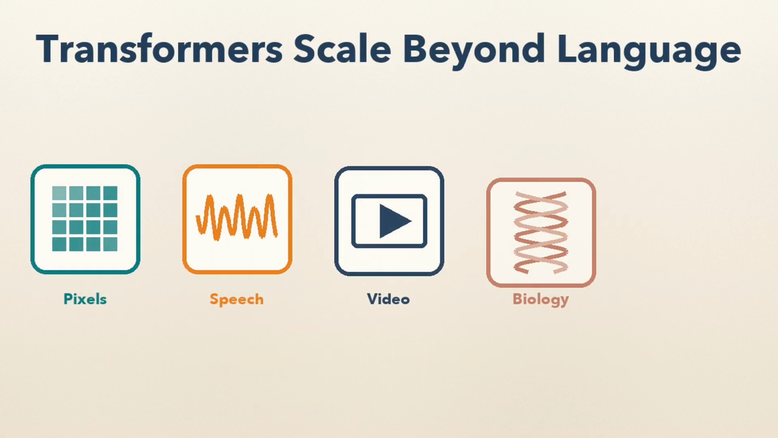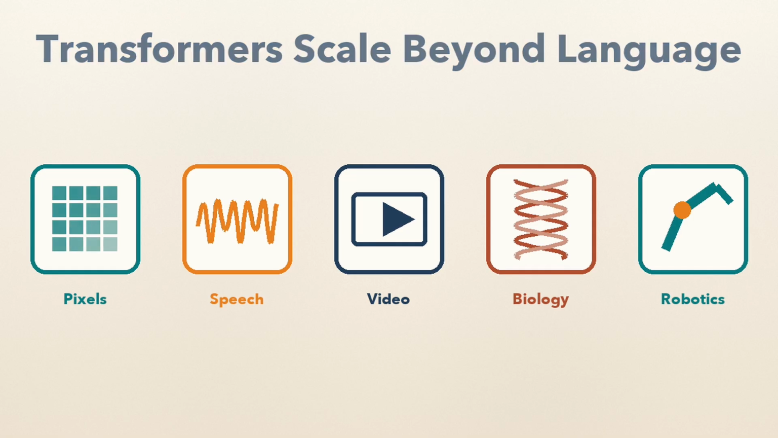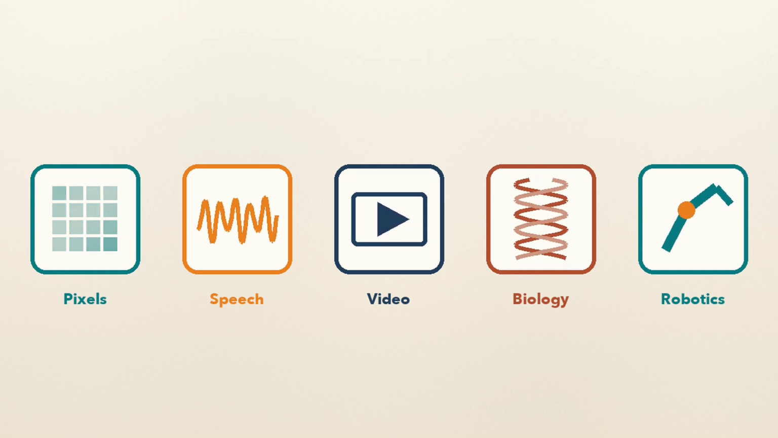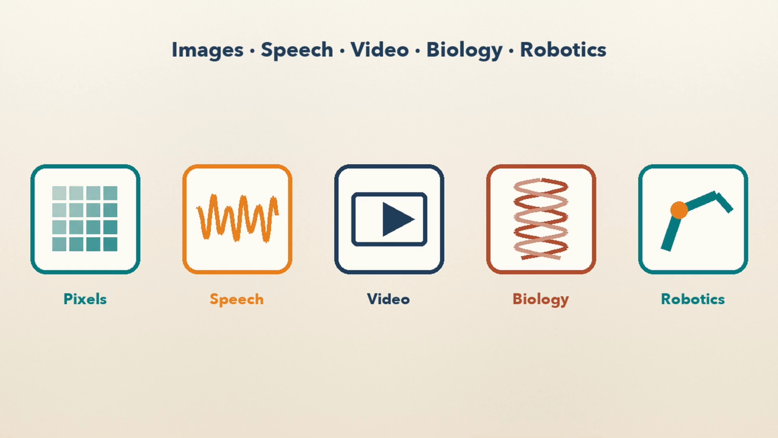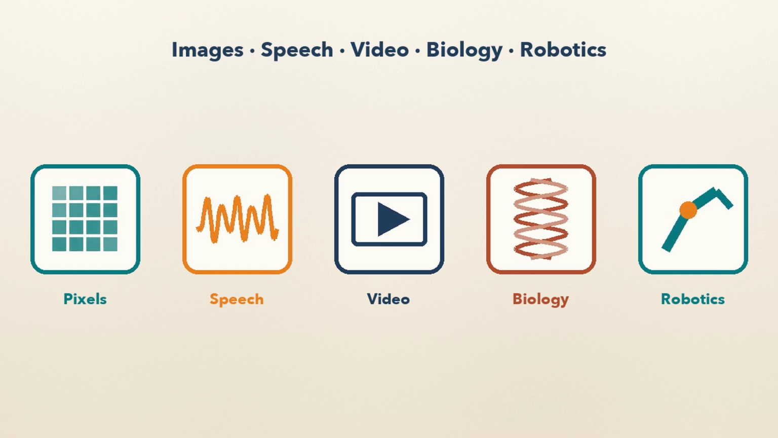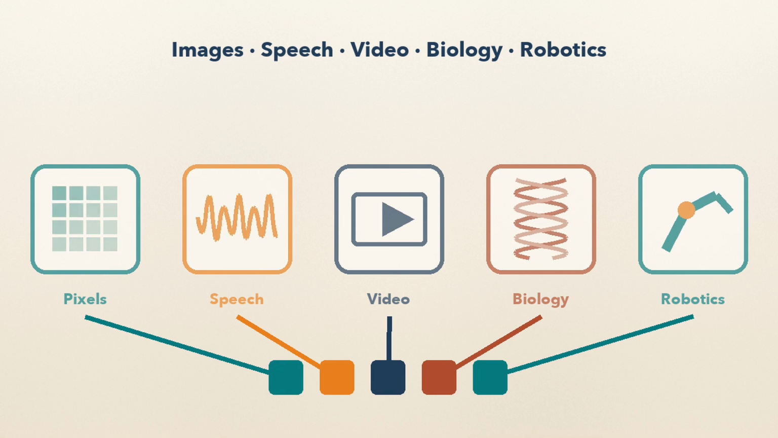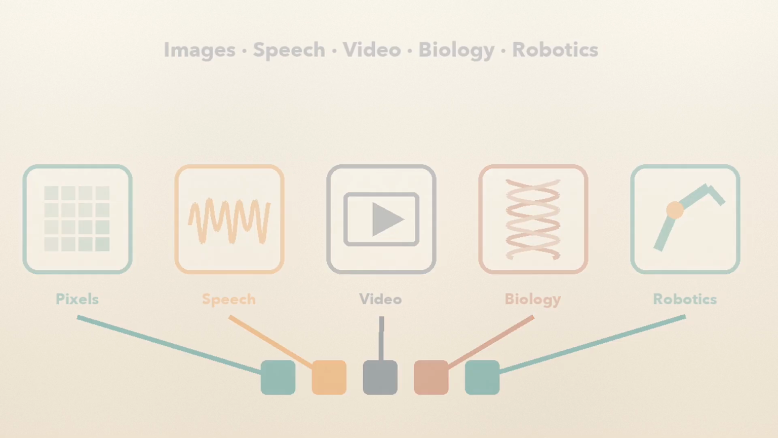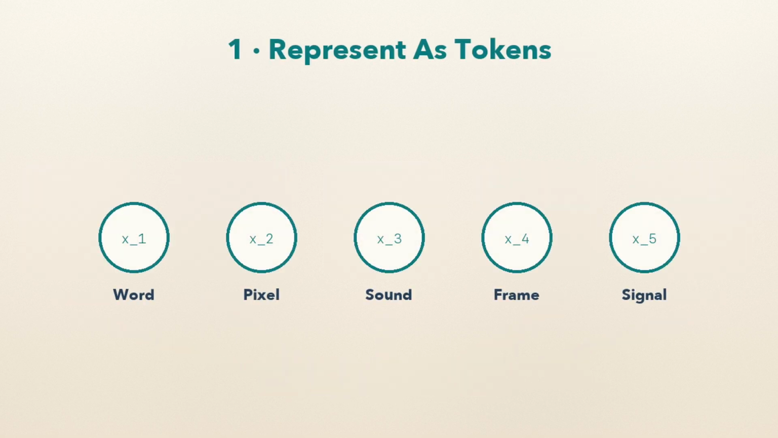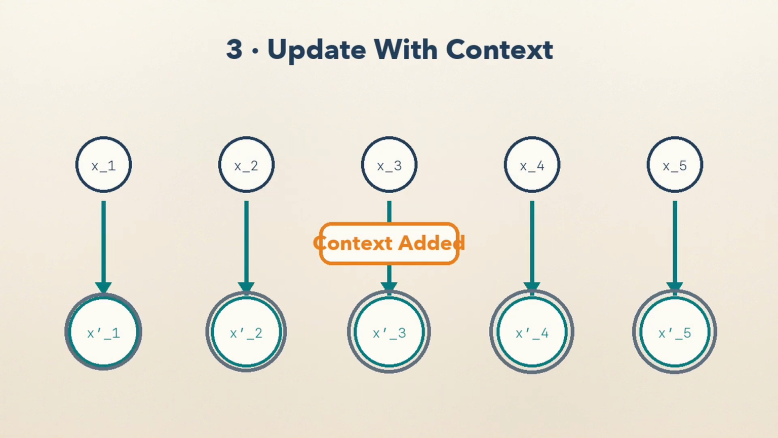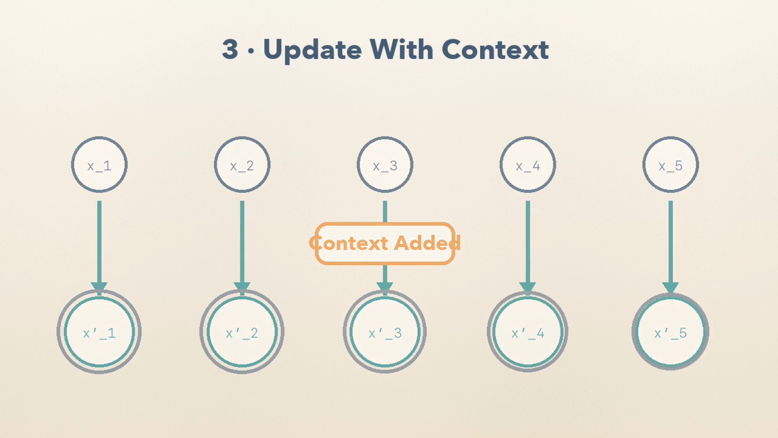Because transformers process relationships efficiently and scale well, they expanded beyond language. Similar ideas now appear in image generation, speech recognition, video analysis, biology, robotics, and scientific research. The same basic principle remains. Represent information as tokens, compare their relationships, and update each representation using context.